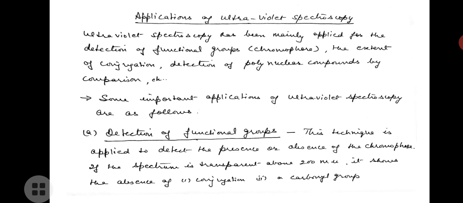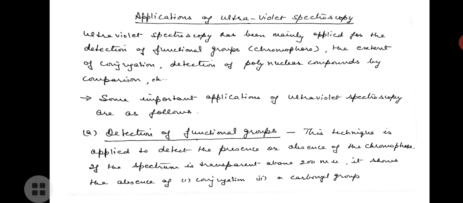First application is the detection of functional groups. The UV spectroscopy is applied to detect the presence or absence of the chromophore. The absence of a band at a particular wavelength may be regarded as an evidence for the absence of a particular group in the compound. If the molecule is very complicated, then only little information can be drawn from its UV spectrum.